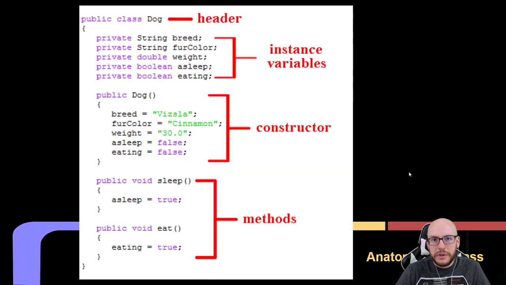Here is a little bit of that in code, and we're going to break these things apart and talk about them in more detail. But we see our class header at the top, followed by instance variables, then our constructor, and then our methods.